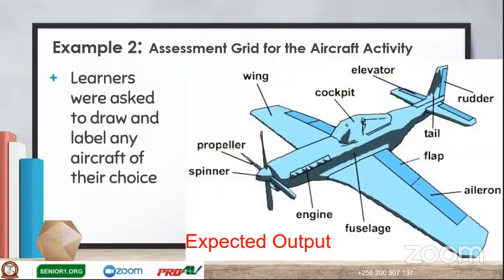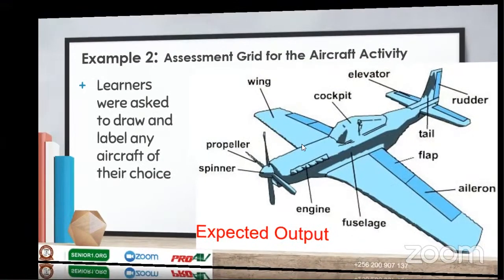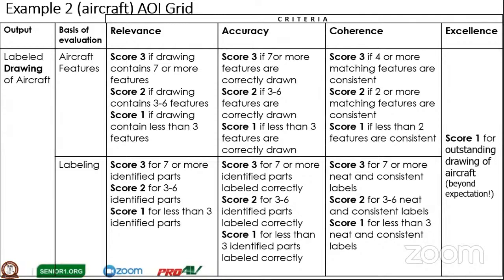Okay. So the learners were actually asked to draw and label any aircraft of their choice. And the question was requiring them also to label as well. And in the mind of the teacher, this was the expected output that would expect learners to make. So we have different planes. I could make a helicopter, I could make whichever, but at least there are some components that we would expect on that plane. So this is a sample evaluation grid that we have been trying to think of.